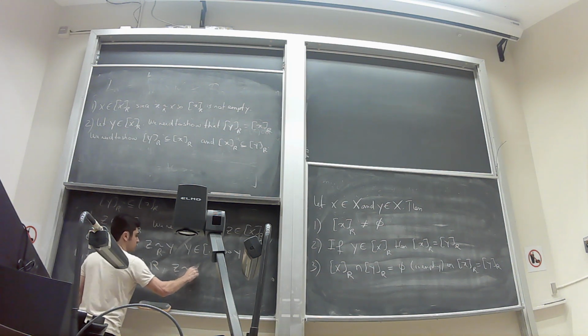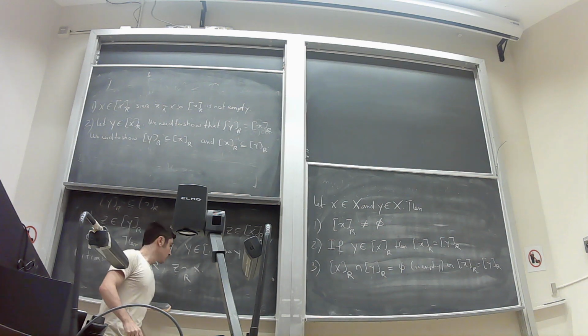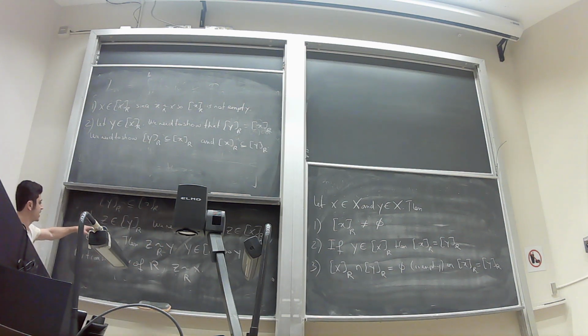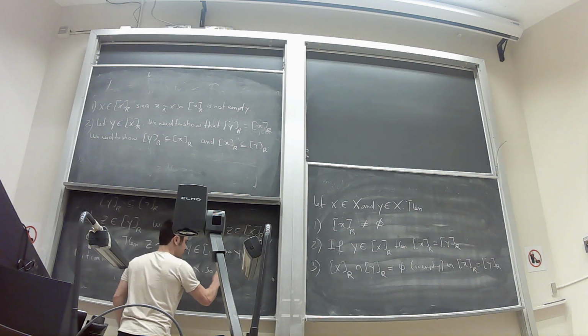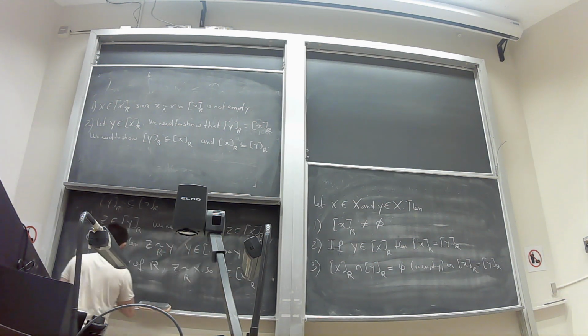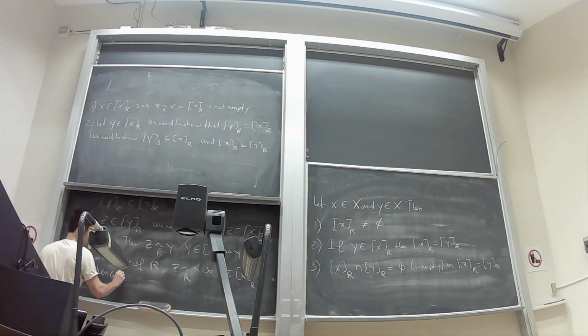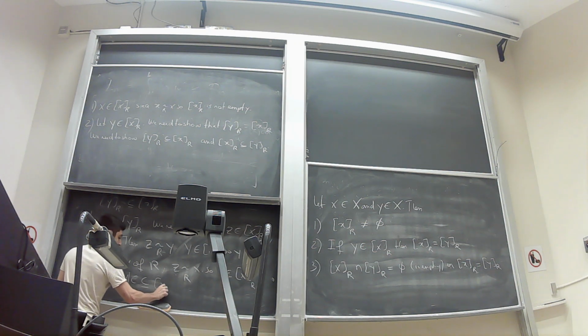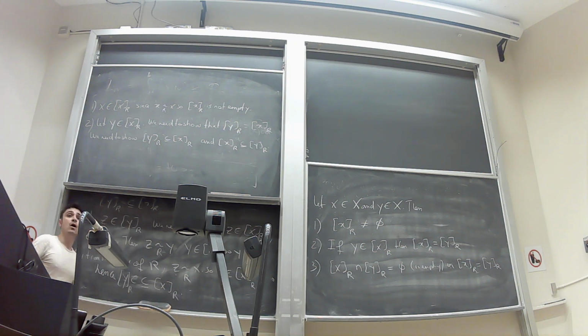Z is related to X. Well, I have shown that any element in the equivalence class of Y belongs to the equivalence class of X. Hence, the equivalence class of Y is contained in the equivalence class of X. Are we good here? Everyone?